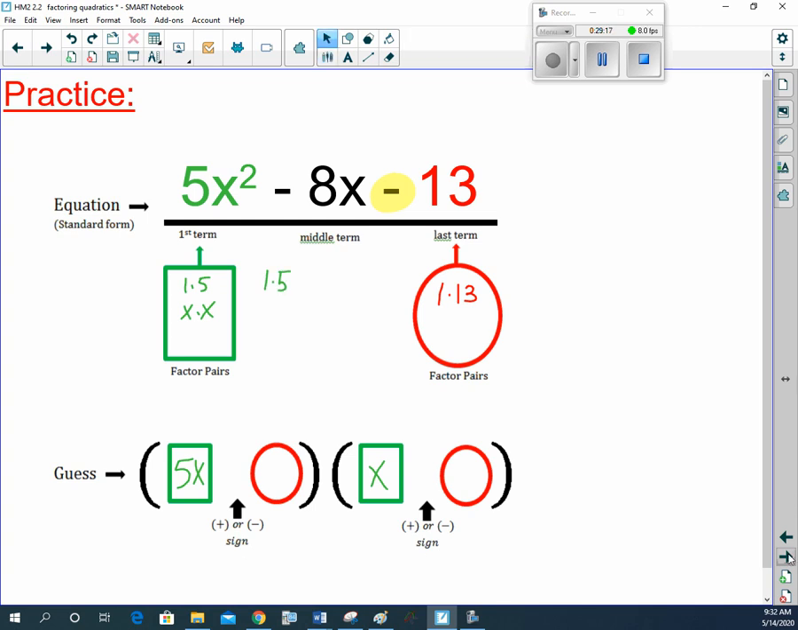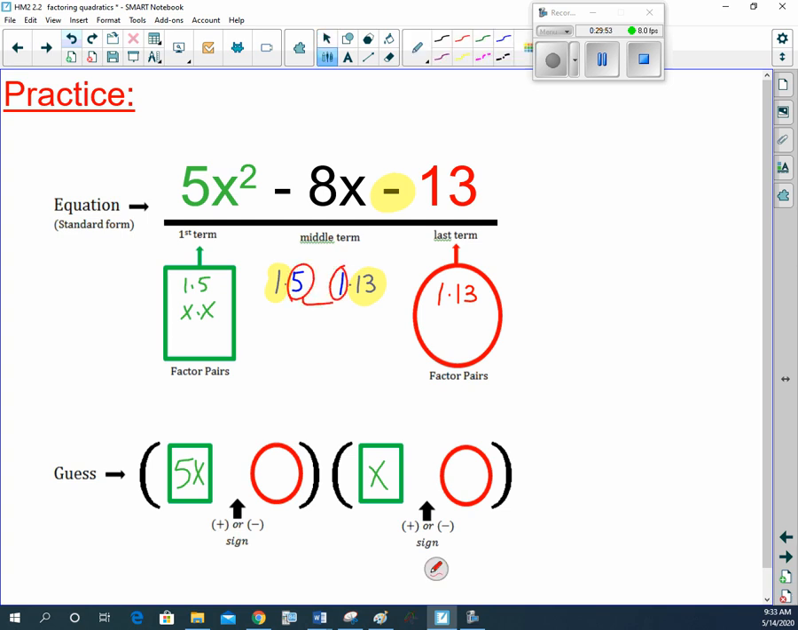Let me do this. 1 and 5 and 1 and 13. Okay, if I did 1 times 1, that's 1. And then 5 times 13 is, what is that, 55, 65? So is there any way that it's going to subtract to give us an 8? I don't think so. So I think that it's got to go 1 times 13 and 5 times 1.